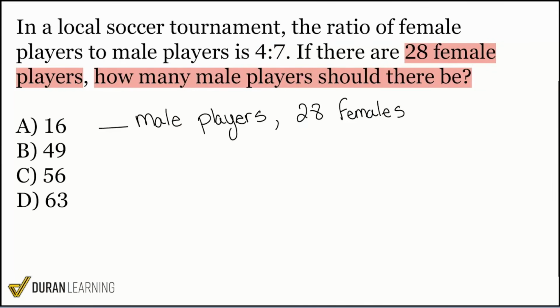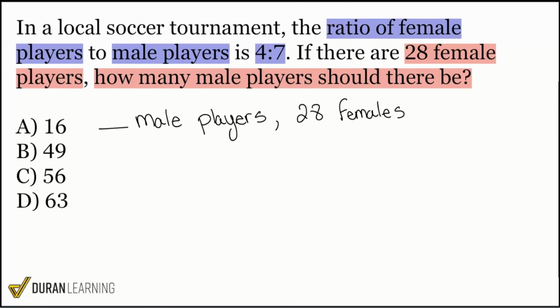Take a look. In a local soccer tournament, the ratio of female players to male players is 4-7. So with that, let's go ahead and see how this is going to work. We see that it says ratio of female players to male players is 4-7. So with that said, everybody, if I wrote down 4 for male and then 7 for female, is that going to work? What do you mean it's not going to work, everybody? What do you mean? This looks so convenient.